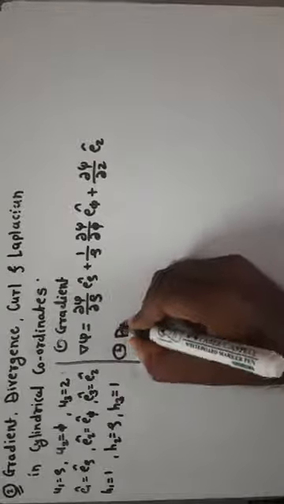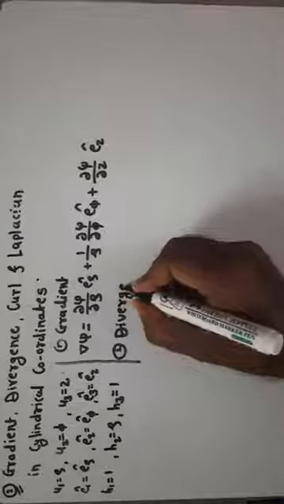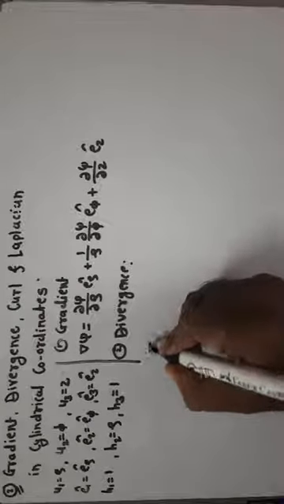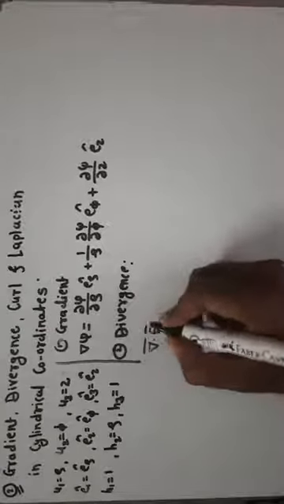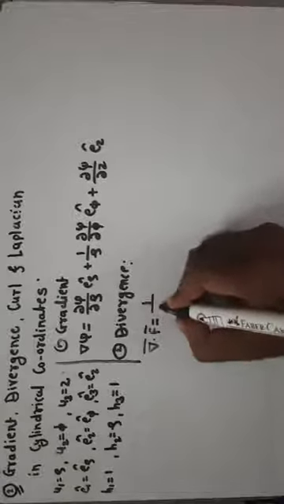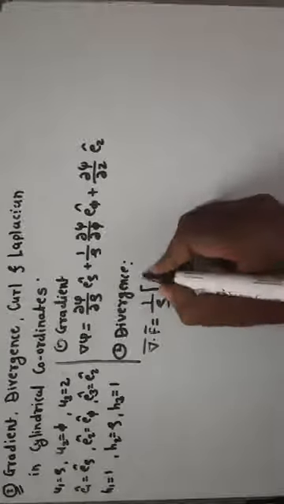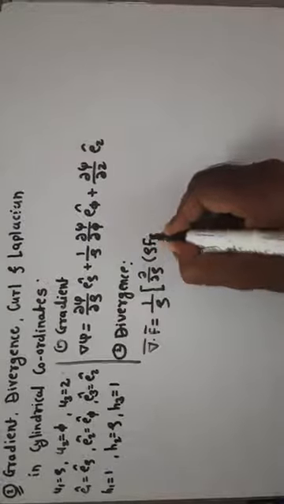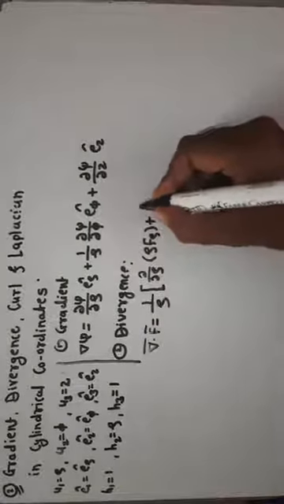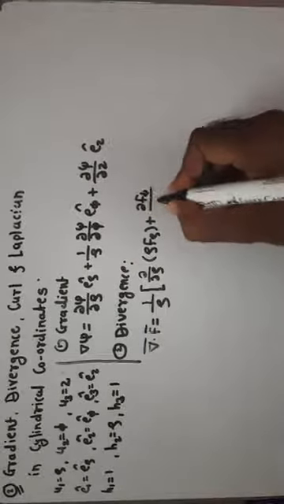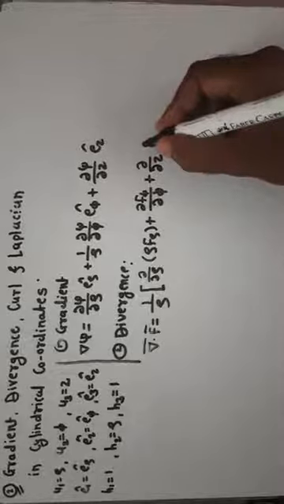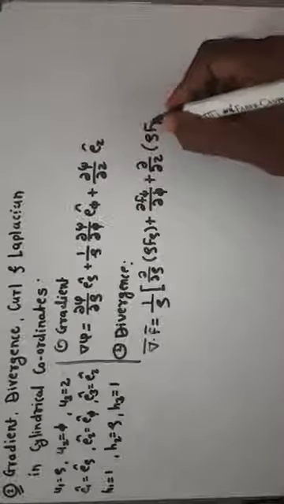Second one is the divergence. That divergence operator, divergence del bar dot f bar is equal to 1 by rho in bracket dou by dou rho, rho f rho, plus dou f phi by dou phi plus dou by dou z, rho f z, right? This is complete. This is the divergence operator.